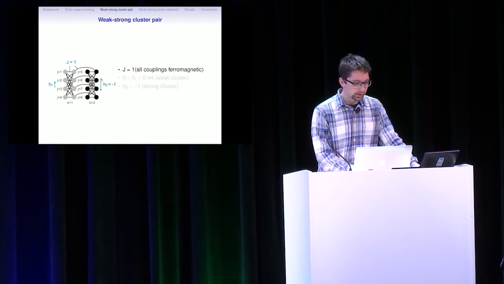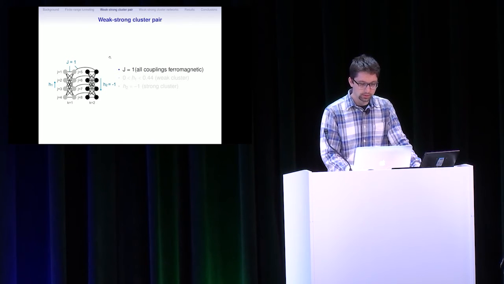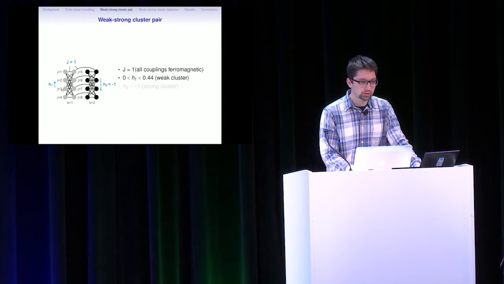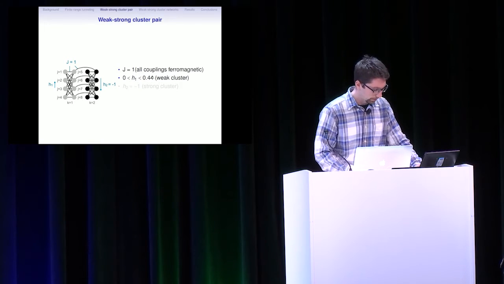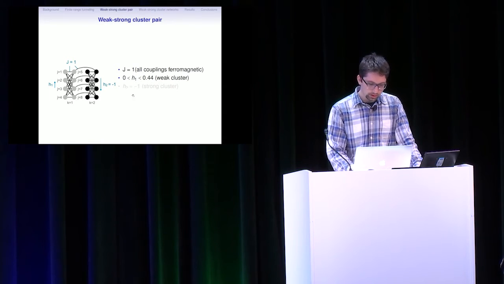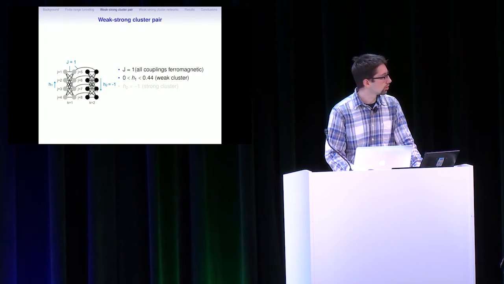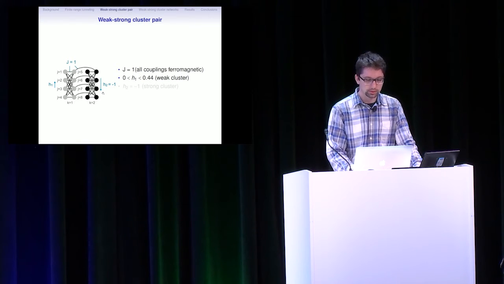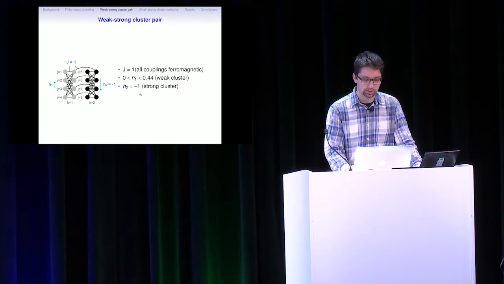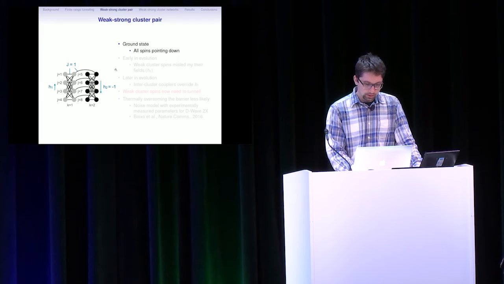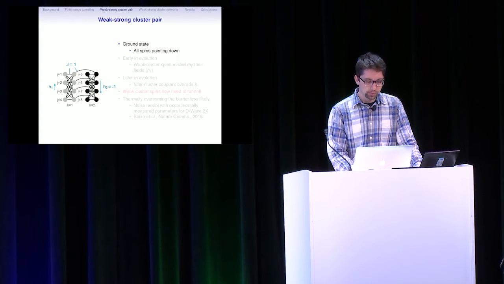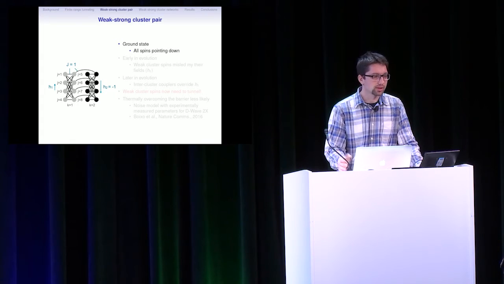In particular, all of the couplings are set to 1, ferromagnetic. The local fields of the left cluster are set to some small positive value, and for that reason we call this cluster the weak cluster. The local fields of the right cluster are set to -1, and because of that larger magnitude of the local field, we call this the strong cluster. In the ground state of this problem, all of the spins should be pointing down. You can verify that, I guess, as an exercise.